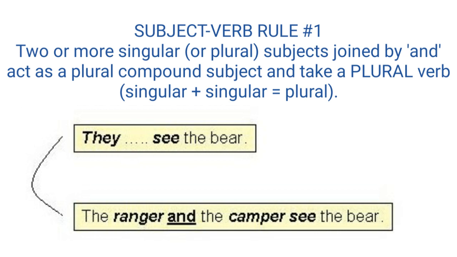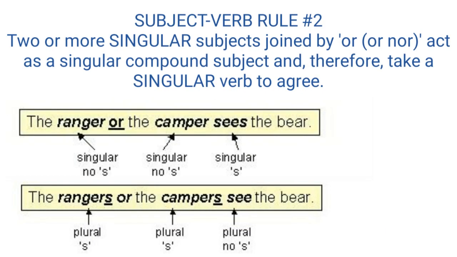Okay, because two subjects are being used here, that's why. Look at the next one. Subject-verb rule 2: Two or more singular subjects joined by or or nor act as a singular compound subject and therefore take a singular verb to agree.